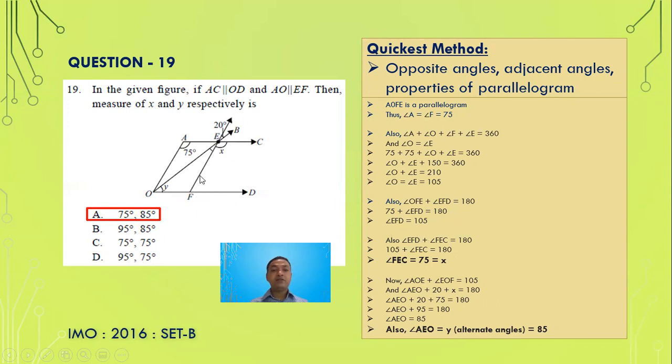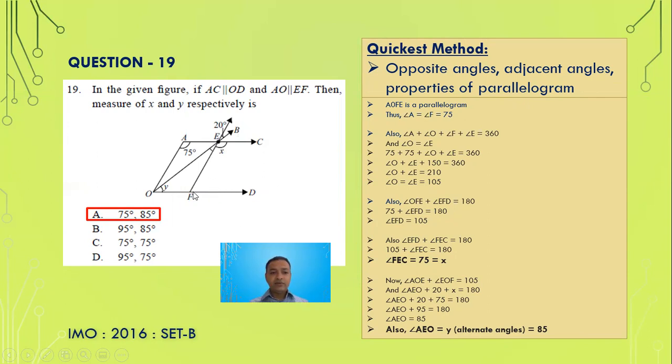Again, note that the figure is a bit confusing, because 105 should actually be obtuse, but here EFD is shown as acute. So the figure is actually confusing. So here, don't relate the figure with the actual measurements. You may get confused. So just start calculating.